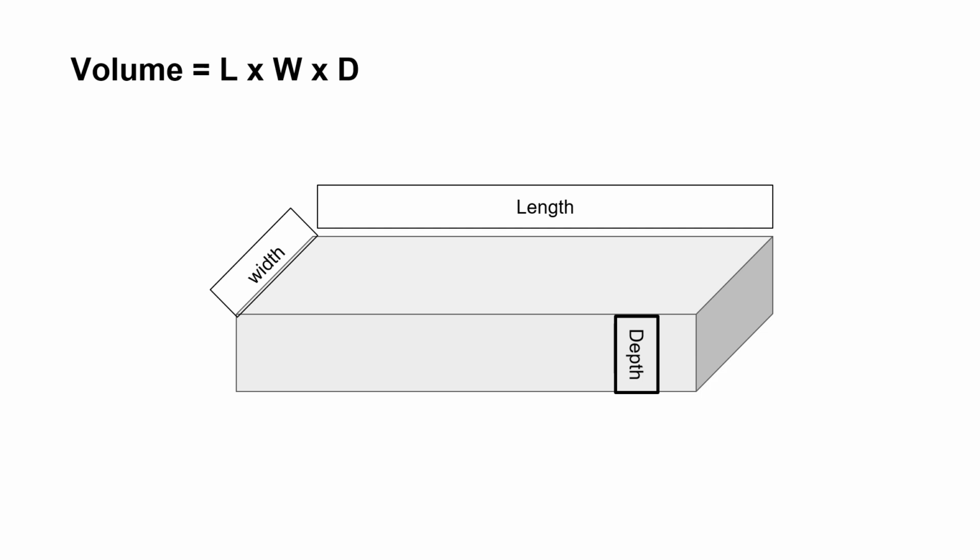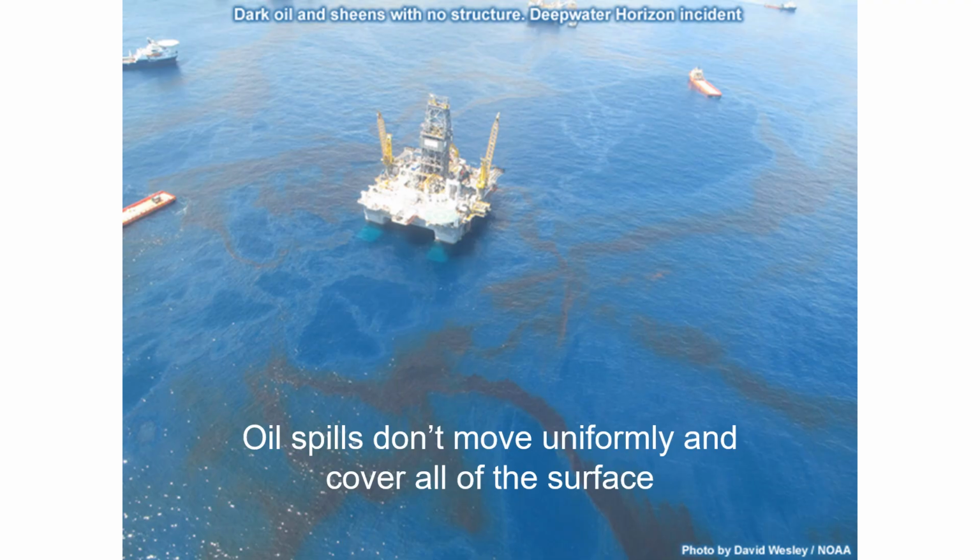If a person making a spill report is unable to provide us with the volume spilled, we'll have to do an estimate based on the best information that we have. Now, you might remember from school that volume is a three-dimensional measure that is length times width times depth, which is straightforward for a cube, but less simple when we consider an oil spill that doesn't move quite as uniformly around the surface.